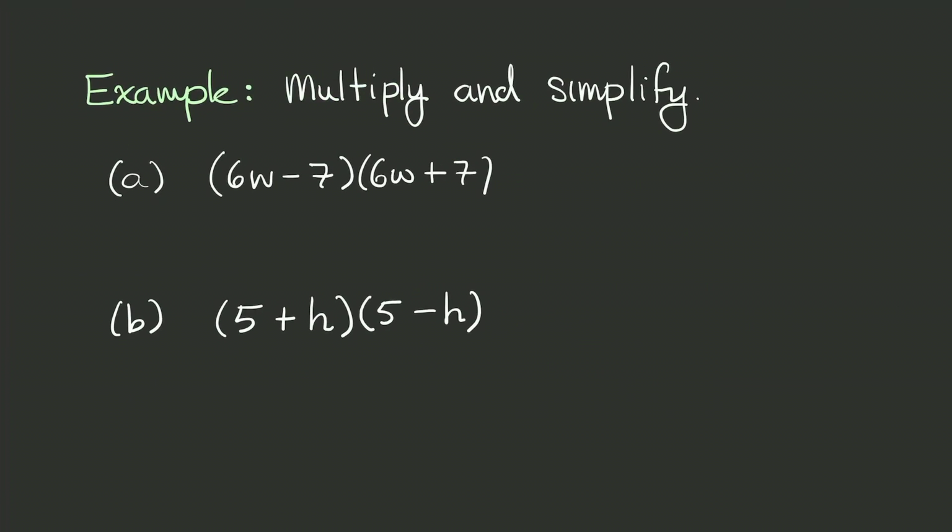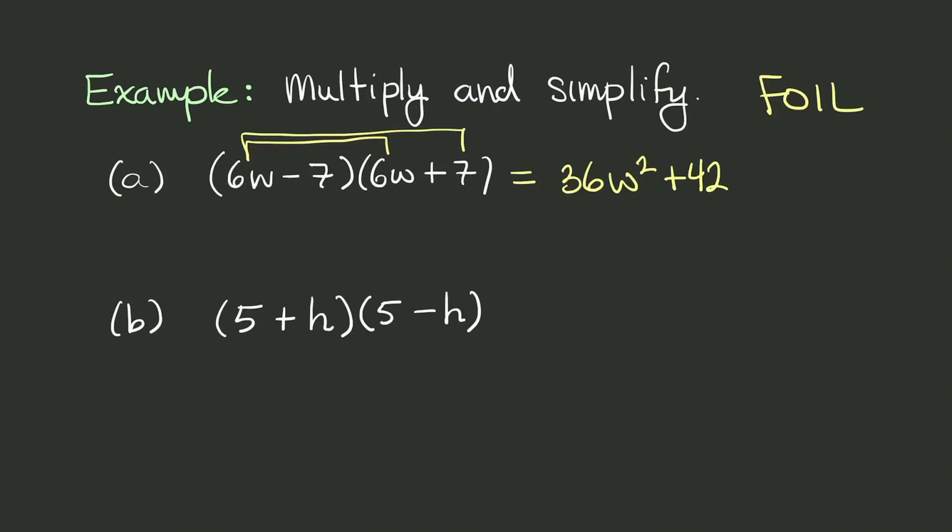In this example, we'll multiply and simplify each of the expressions. We'll use the FOIL method. Remember, that means that we multiply the first two. 6w times 6w is going to give us 36w squared. And then we'll have the outer terms, 6w and 7. 6 times 7 is 42, so we'll have plus 42w.